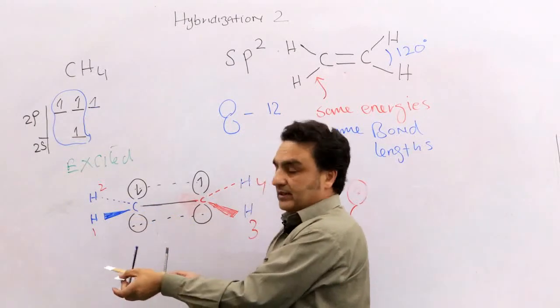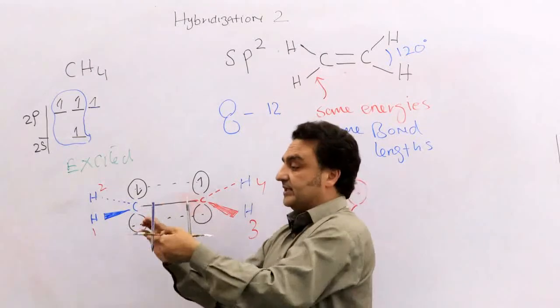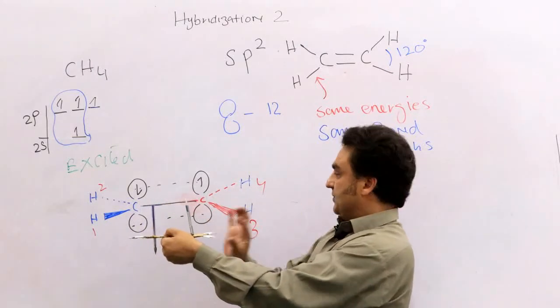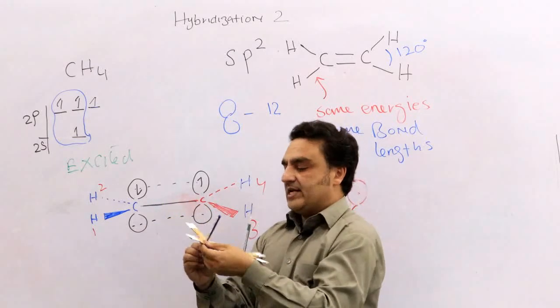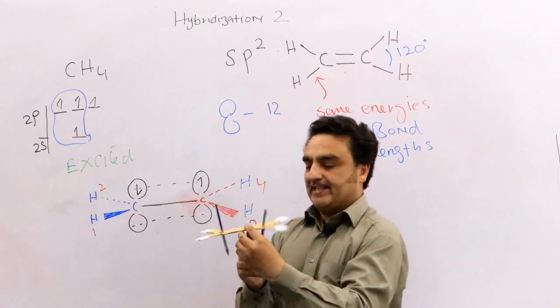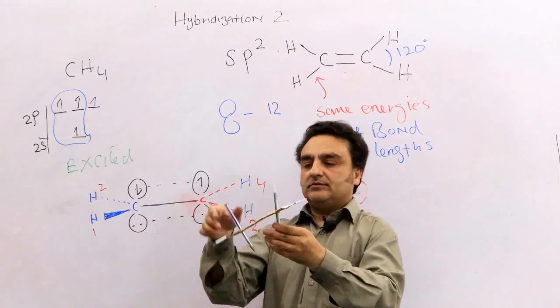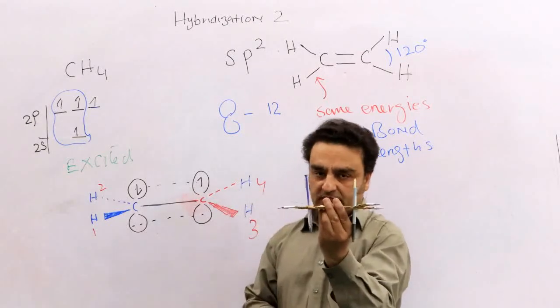Hydrogen 1, hydrogen 2. It's not like this, okay? It's like this. Hydrogen 3, hydrogen 4, and these are the p orbitals. These are the p orbitals, and they overlap in the downside also, okay? Now it's good. So it has one electron, these overlap with each other, these also overlap with each other.